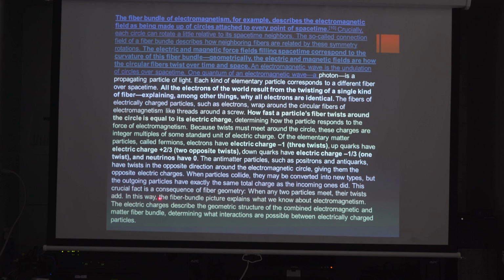This crucial fact is a consequence of fiber geometry. When any two particles meet, their twists add. In this way, the fiber bundle picture explains what we know about electromagnetism. The electric charges describe the geometrical structure of the combined electromagnetic and matter fiber bundle, determining what interactions are possible between electrically charged particles. So yeah, this is what I said.